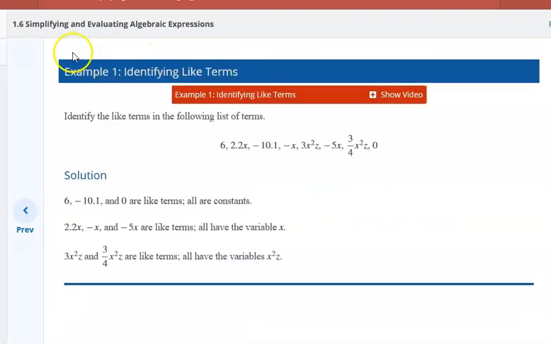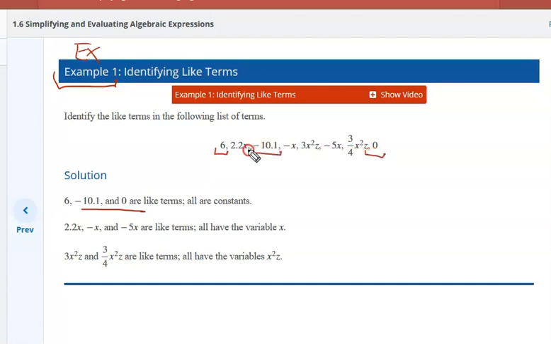Now, for example 1, and you're going to write that, we want to identify the like terms. So scanning what we have, there's a 6 all by itself. So are any numbers by themselves? Here there's a negative 10.1, and then there's a 0.